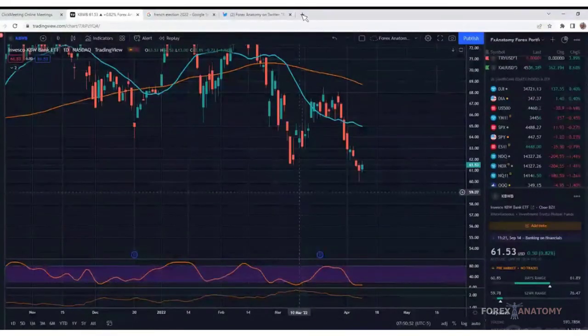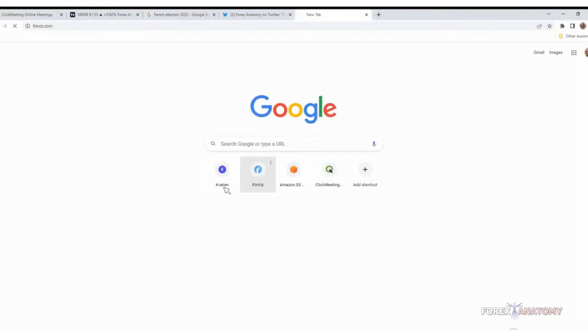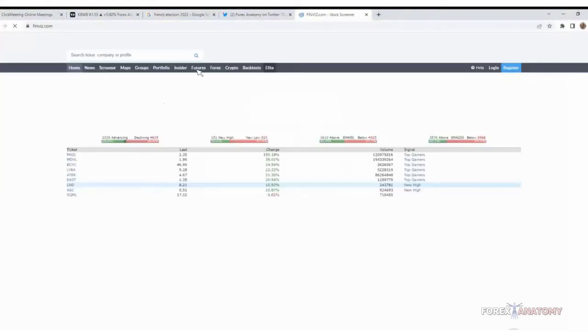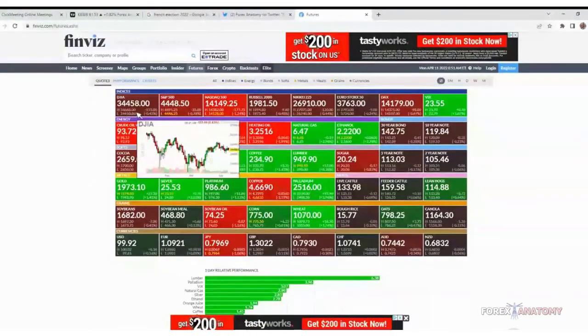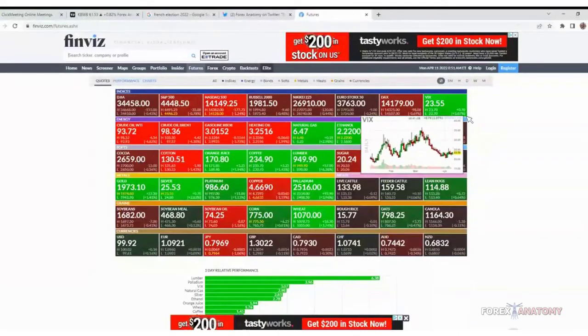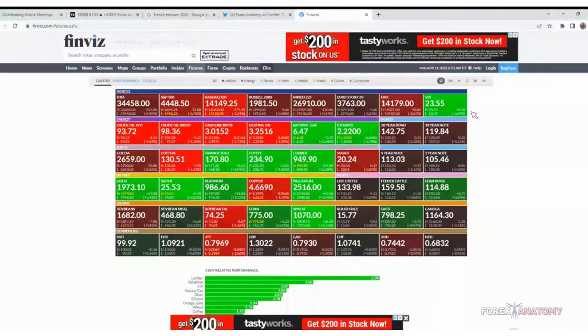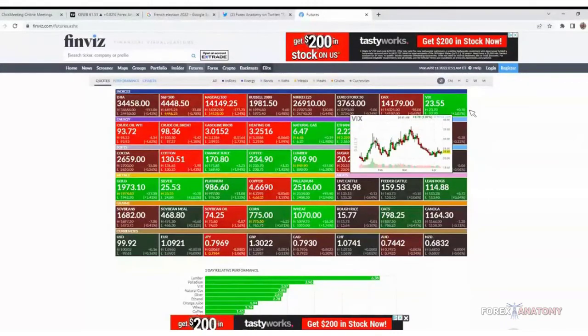But yeah, let me go to FinViz real quick so we can look at our heat maps and get an idea of what's going on in our futures markets. As you can see, if you look at this heat map, our equity index futures are all trading in negative territory. And if we look right here, we can see that our VIX is moving up and higher, above its average of 22. This is our VIX futures, and we can see that it's moving above the average.